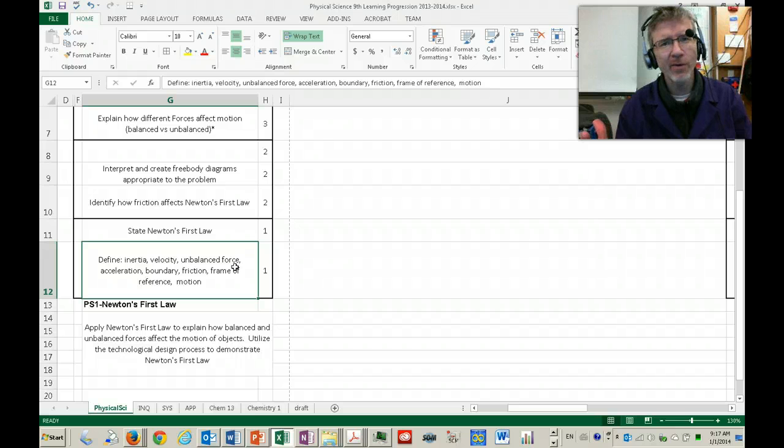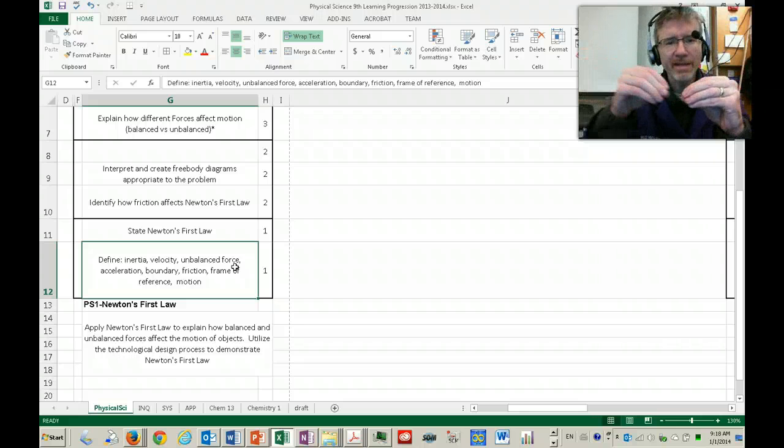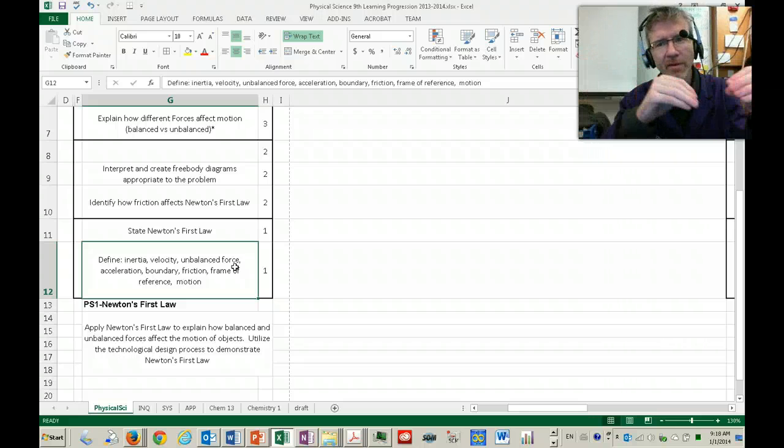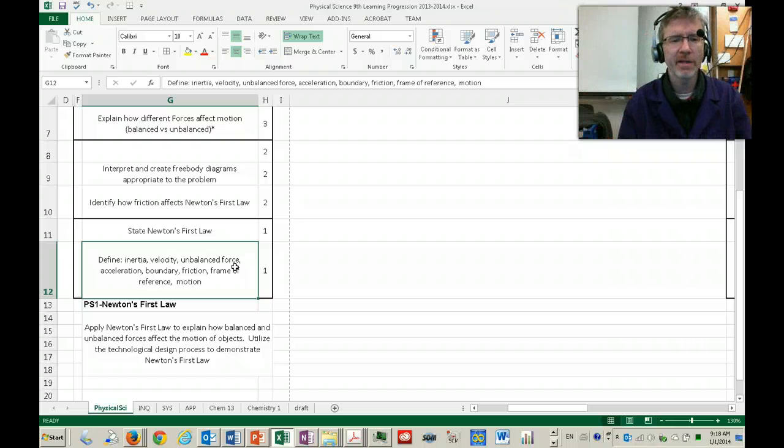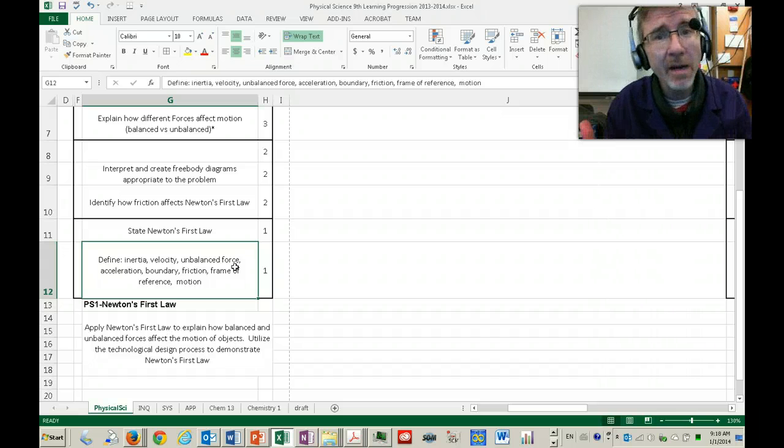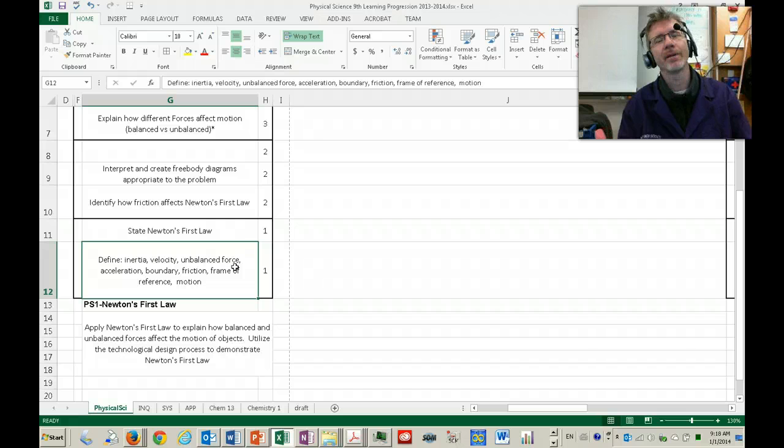An unbalanced force is what's left over, like a tug of war. If somebody's tugging harder, there's more force this way. That's the unbalanced force. It's what's left over after you subtract out all the other forces. It's like the net force, like the resultant force. All those words we use for unbalanced force. Acceleration is a change in velocity per change in time, so something is either speeding up, getting faster, or slowing down, getting slower.